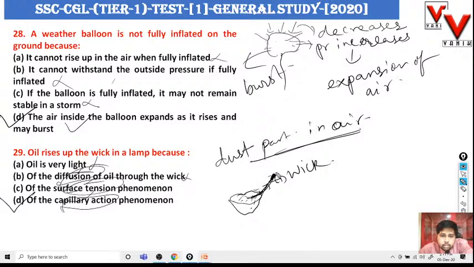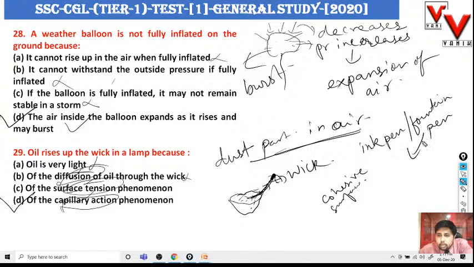Surface tension is a phenomenon that occurs due to cohesive force. Now, as an example of the surface tension phenomenon, an ink pen, or what we normally call a fountain pen, operates on the principle of surface tension. I hope it is clear to you all. Moving to the next question.